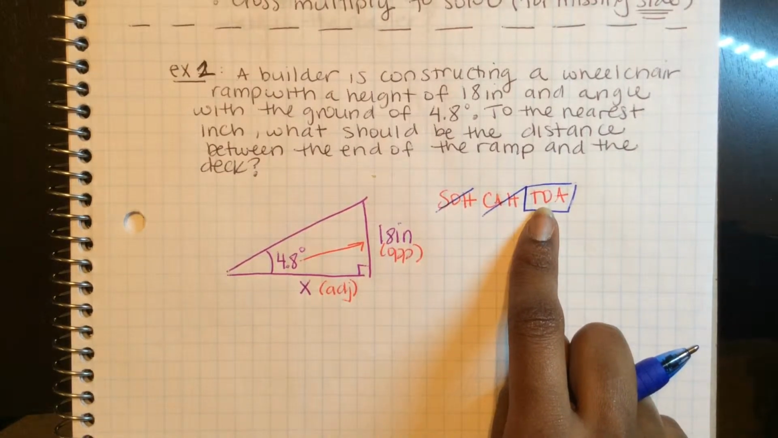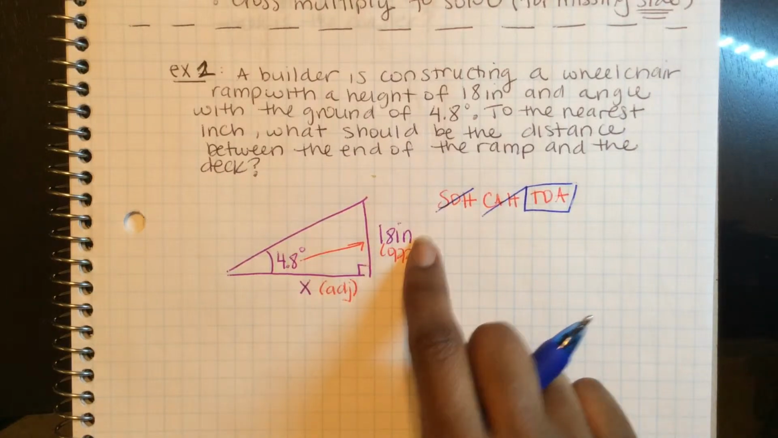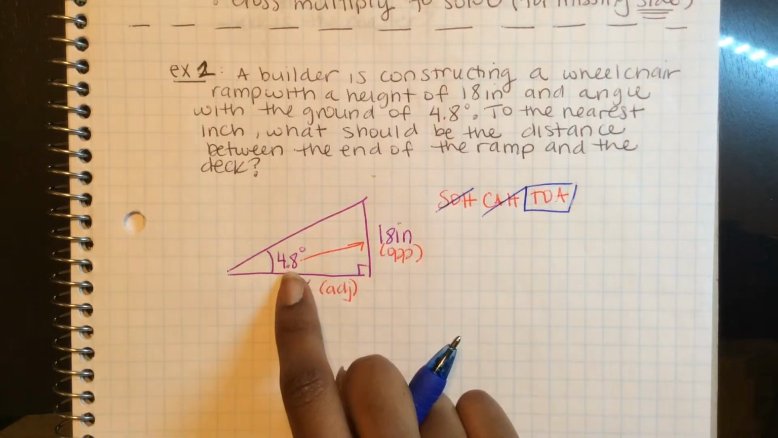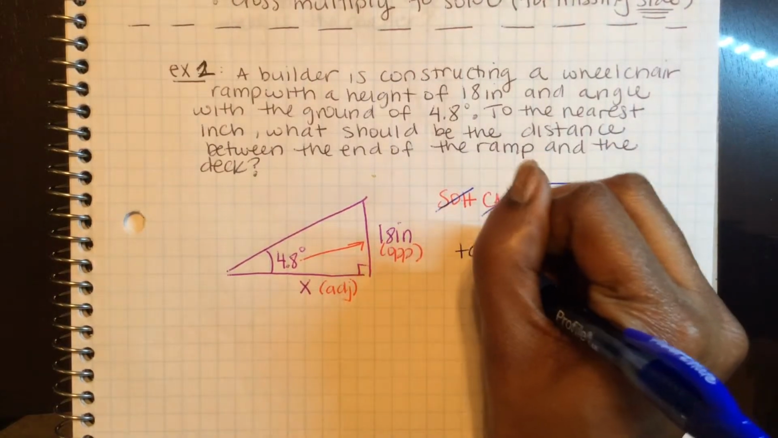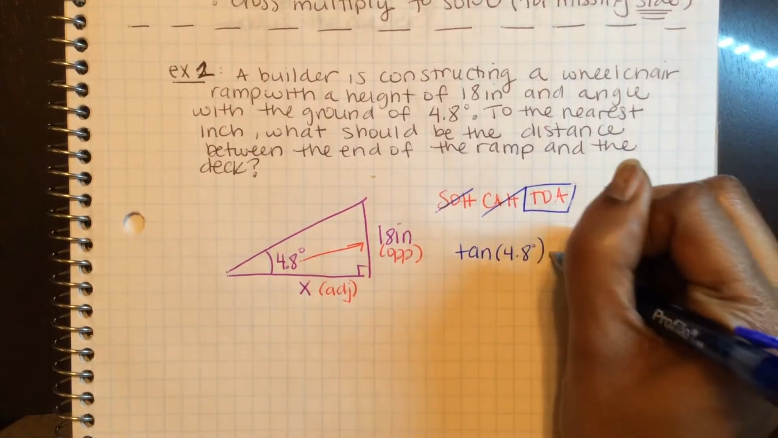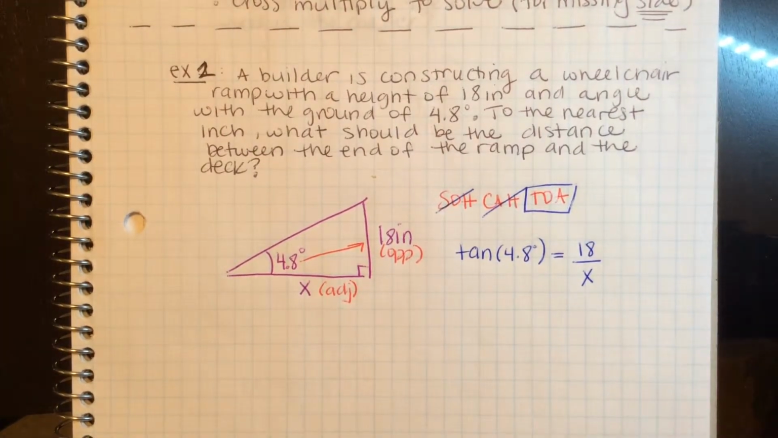So now that I've picked the correct trig ratio based on the two sides, the one that we're given and the one that we're looking for, I'm going to set up tangent of this acute angle. So tangent of 4.8 degrees equals opposite over adjacent.